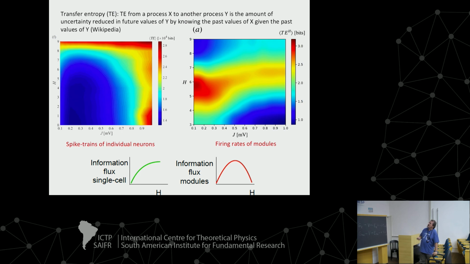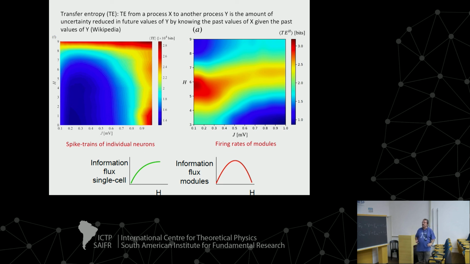And moreover, we studied how information is transferred, taking that idea of how structure influences dynamics. So we want to address the question: how is information transfer affected in the network when you have hierarchy and modularity? There are several possible ways of measuring information transfer. We use the so-called transfer entropy. This is the definition from Wikipedia. TE from a process X to another process Y is the amount of uncertainty reduced in future values of Y by knowing the past values of X, given that you know the past of Y. So how much you can tell about the future of Y, given that you know the past of Y and X, compared to how much you can tell about the future of Y, given that you only know Y.